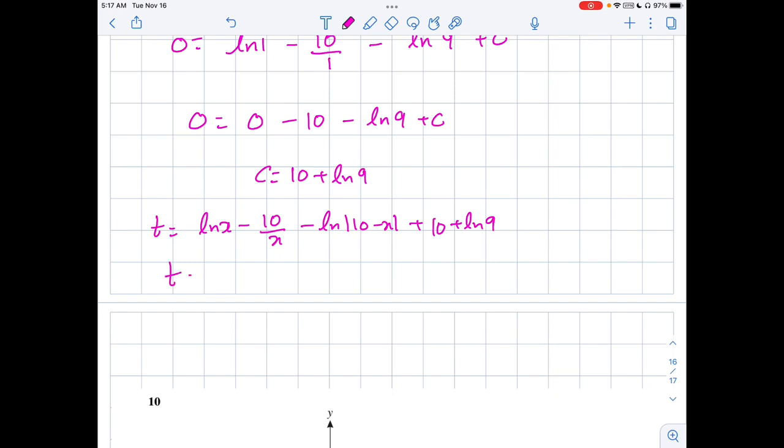So if I want to simplify it further, all the ln terms are grouped together on one side, so it's ln of 9x upon (10 minus x) plus 10 minus 10 upon x. That's going to be the answer.